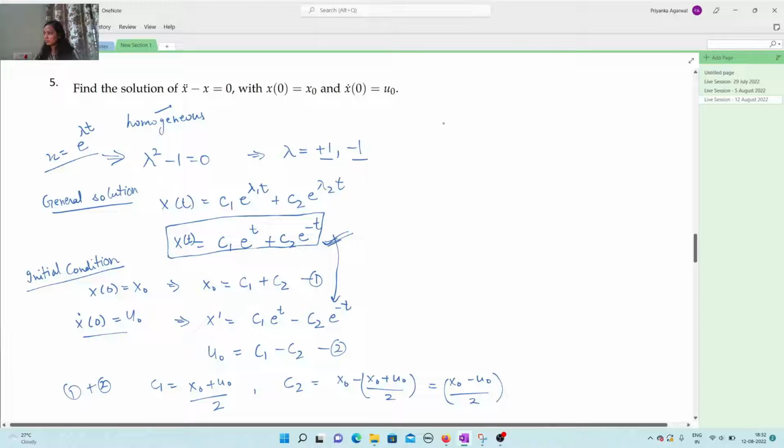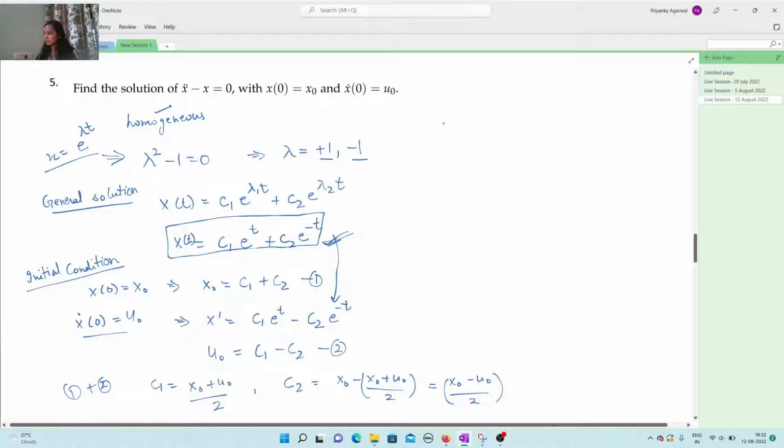So the solution becomes c1 e to the power 1 plus 2 iota into t plus c2 e to the power 1 minus 2 iota into t.